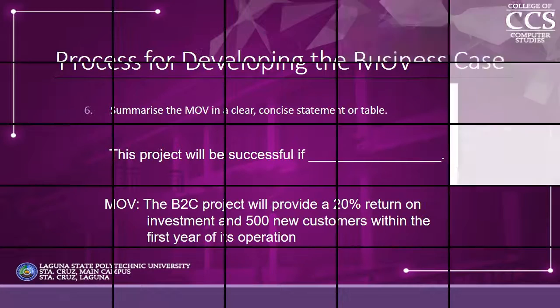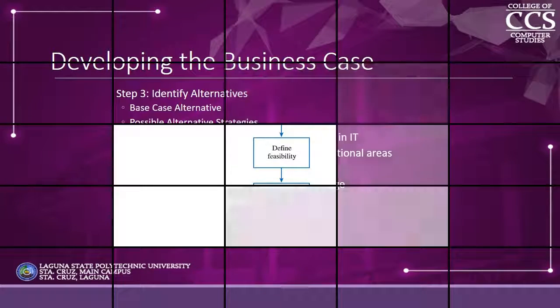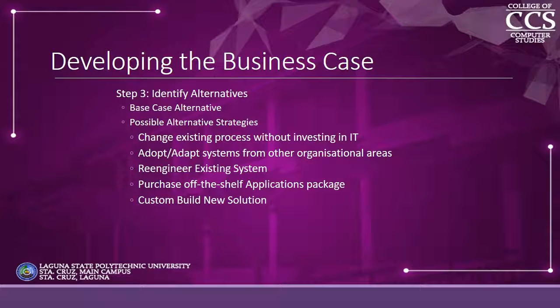Developing the business case. Step 3. Identify alternatives. Best case alternatives. Possible alternative strategies: change the existing process without investing in IT, adopt or adapt systems from other organizational areas, re-engineer existing systems, purchase an off-the-shelf application package, and custom-build a new solution.